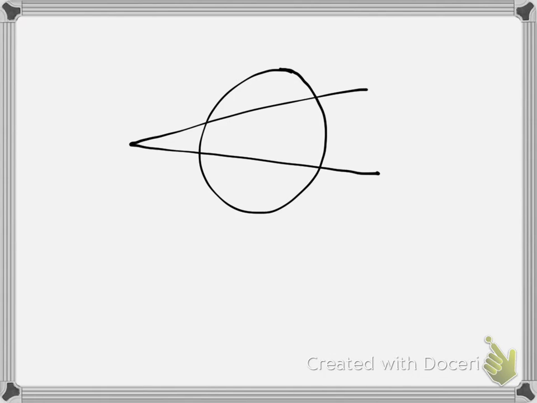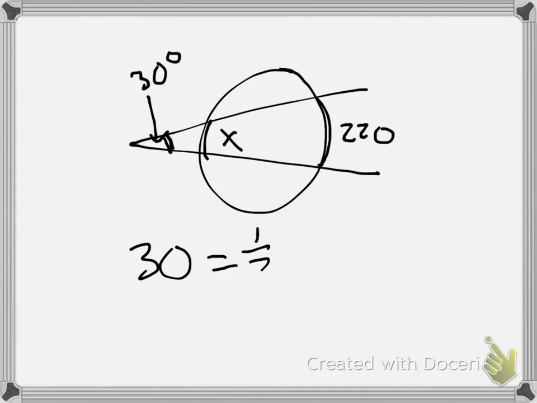Alright, when you have one that intersects outside of a circle, this angle right here is going to be equal to half of the larger arc minus the smaller arc. I think yours has this being 30 degrees, x, and 220. So if you can remember the formula, the angle is always equal to 1/2 the larger arc, which is this one right here, minus the smaller arc, which is this one right here.